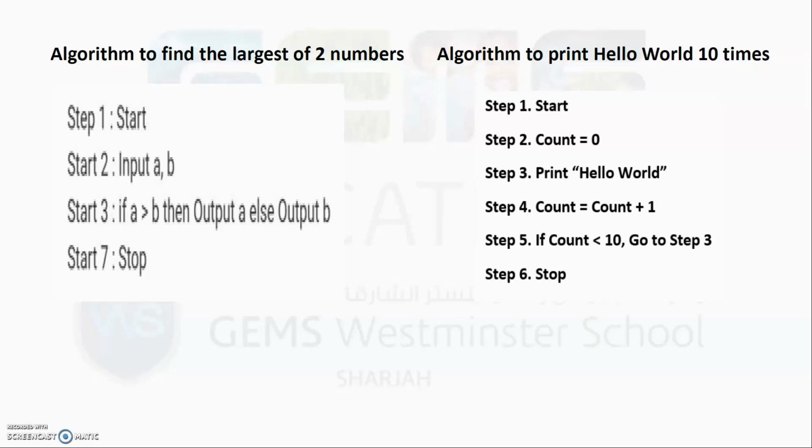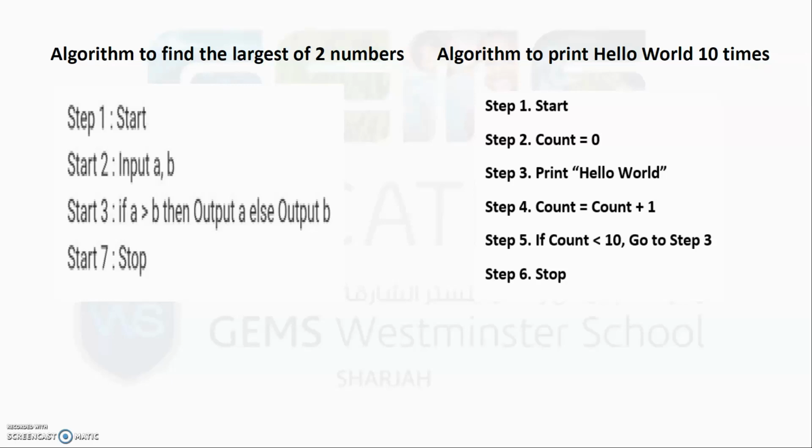Okay, now how are we going to print hello world 10 times? If you want to do that, step 1 will be start. Step 2 will be count is equal to 0. So our counter has the value 0. There is no value yet. Step 3, print hello world. That's the word, the value which we want to print. But it's going to print one time only.